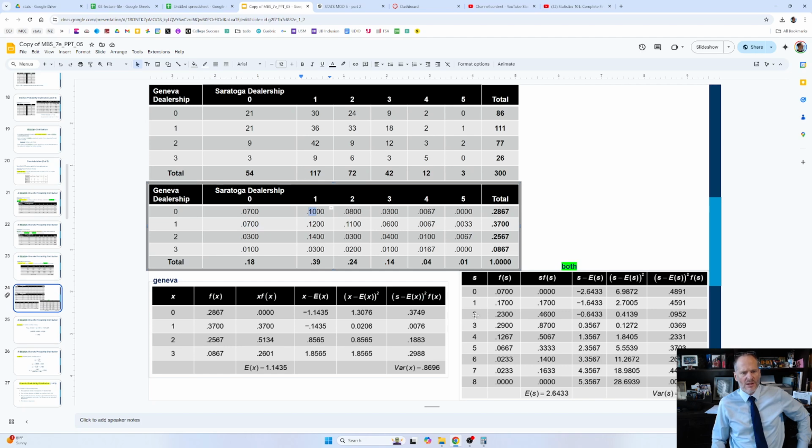Well, what about when 2 cars were sold? Where were 2 cars sold? Well, here's where 2 cars were sold. 1 was sold at each location. 1 was sold at Saratoga, and 1 was sold at Geneva. That's 2 cars. Or we could have 0 were sold at Saratoga, and 2 were sold at Geneva. That's 2 cars. Or we could have 2 were sold at Saratoga and 0 were sold at Geneva. So we're looking at this angle right here, and we add 0.08 to 0.12 to 0.3. This gives us 0.2, and that 0.2 plus 0.03 gives us 0.23, 0.23 right here.